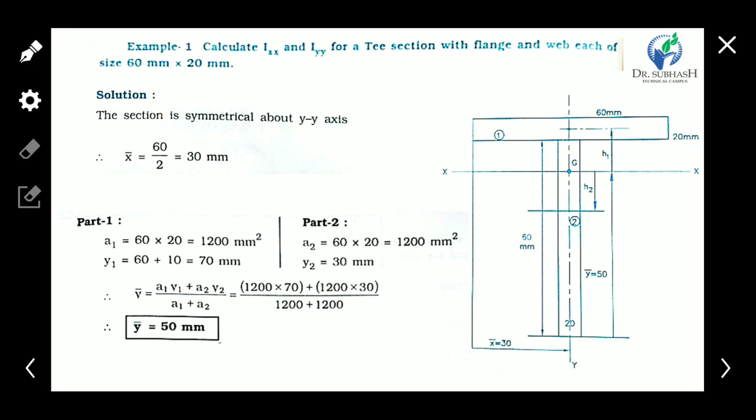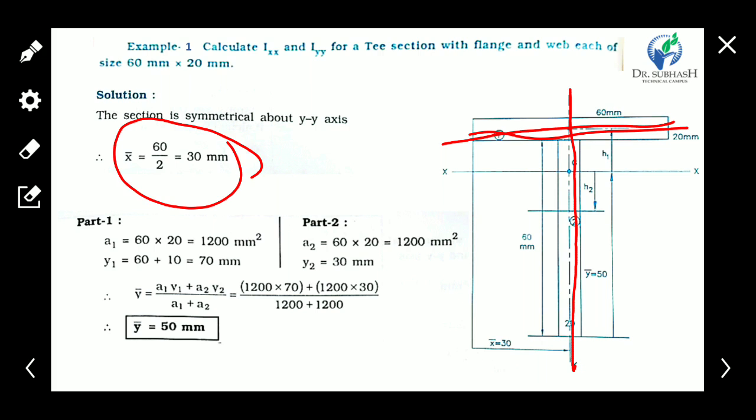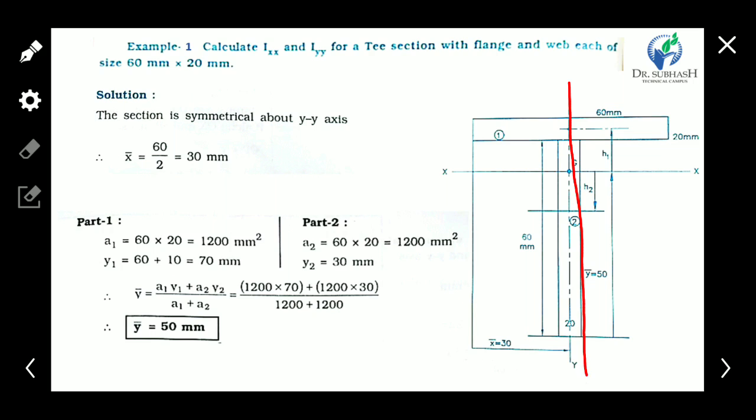We know the equations to find x bar and y bar: a1 y1 plus a2 y2 upon a1 plus a2, and a1 x1 plus a2 x2 upon a1 plus a2. But first we see whether the object is symmetrical, then we can directly find any one value. The object is symmetrical about the vertical axis, so we can directly find x bar as half of the total dimension. The total dimension is 60, so half of that is 30, so x bar is 30 mm. We can get it directly because it is symmetric about the vertical axis.